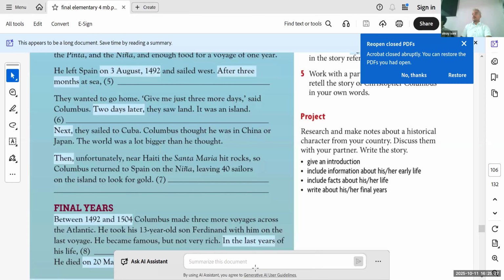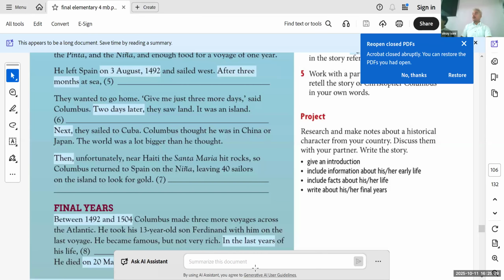So next, the world was a lot bigger than he thought. Then, unfortunately, near Haiti, the Santa Maria hit rocks.